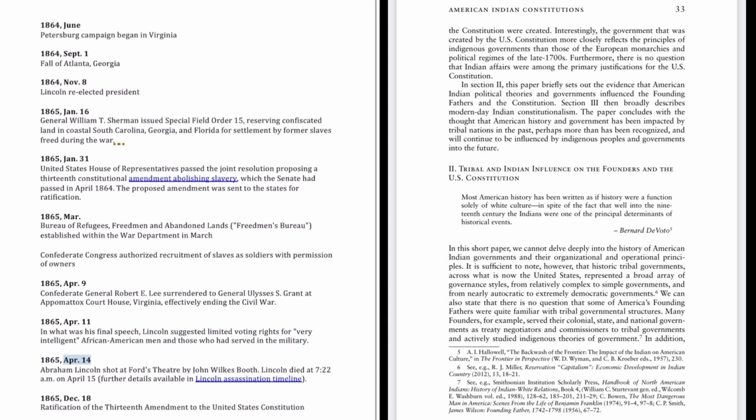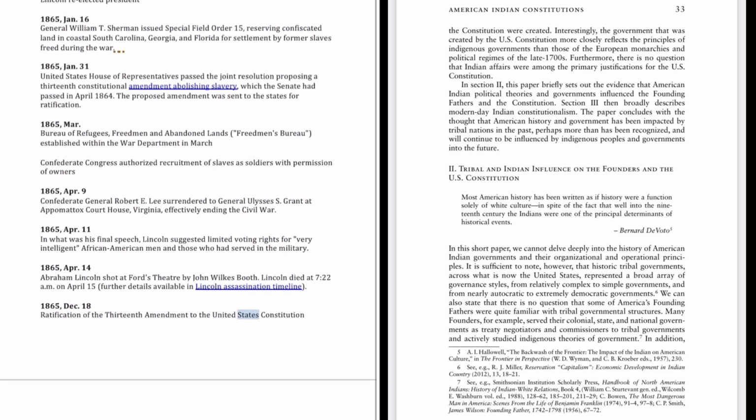1865, April 14. Abraham Lincoln shot at Ford's Theater by John Wilkes Booth. Lincoln died at 7:22 a.m. on April 15. Further details available in Lincoln Assassination Timeline. 1865, December 18. Ratification of the 13th Amendment to the United States Constitution.